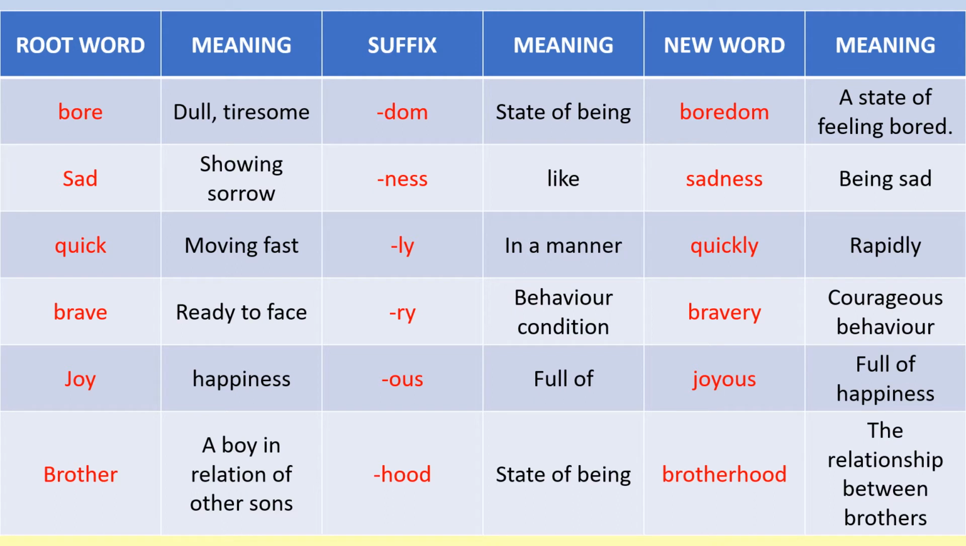Root word is bore. Bore means dull, tiresome. When we add suffix dom, meaning state of being, the new word is boredom. And the meaning for boredom is state of feeling bored. Second root word sad. Meaning for sad is showing sorrow. And suffix ness. New word sadness. New word meaning being sad.